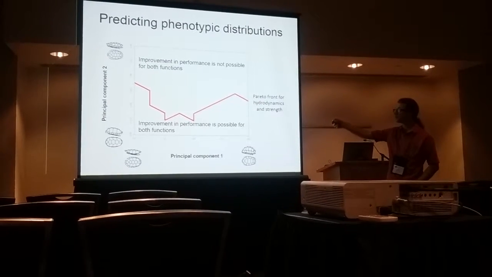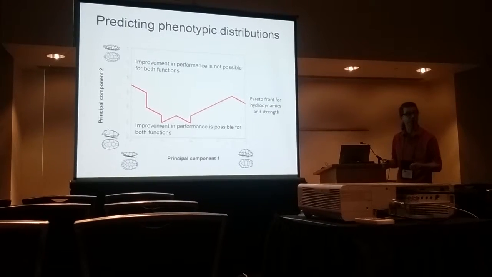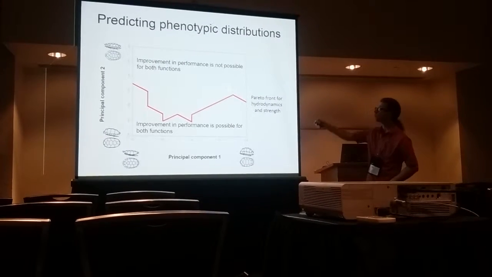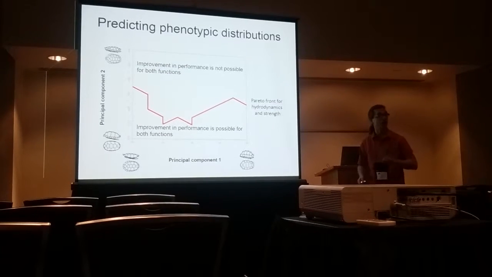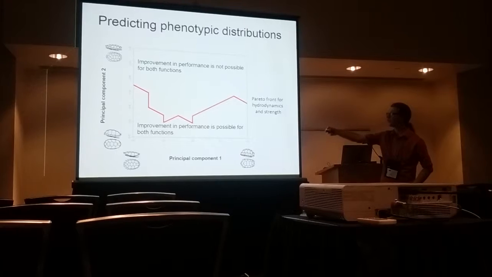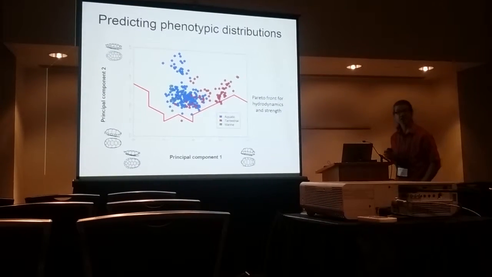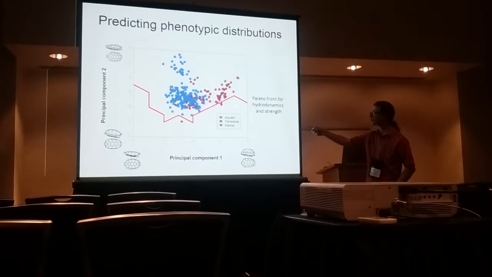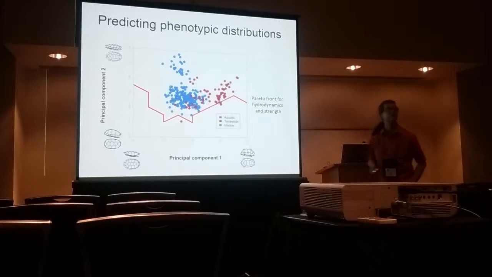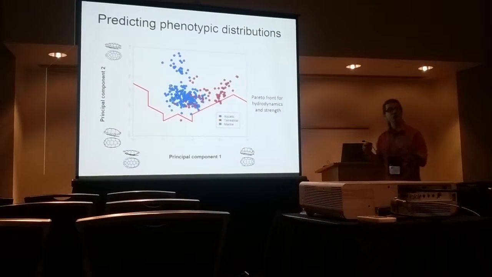Now here, just like with the one-dimensional data, we don't expect any turtles in this area. Movement in at least one direction out of this area gives you improved performance for both functions, so no turtles should stick around there. We do expect to see turtles, or at least aquatic turtles, turtles for whom both hydrodynamics and strength are important, only in this area right here. And that is what we see. Some of them come close, but the only turtles that cross this line are terrestrial turtles, for whom hydrodynamics aren't important.